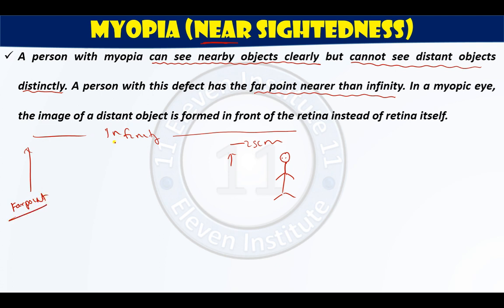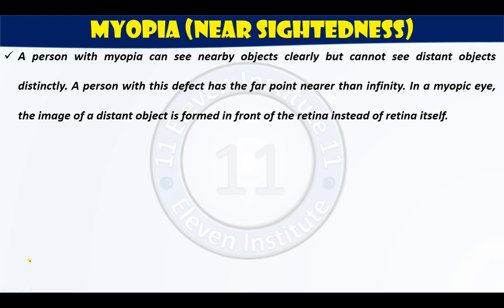For a normal person, the far point is at infinity, but for such a person, the far point is near or yet more near. Why? This person can see the nearby objects clearly, that's why. So his far point is affected. The far point is generally at infinity, but for myopic persons, it is nearer to the person, right?